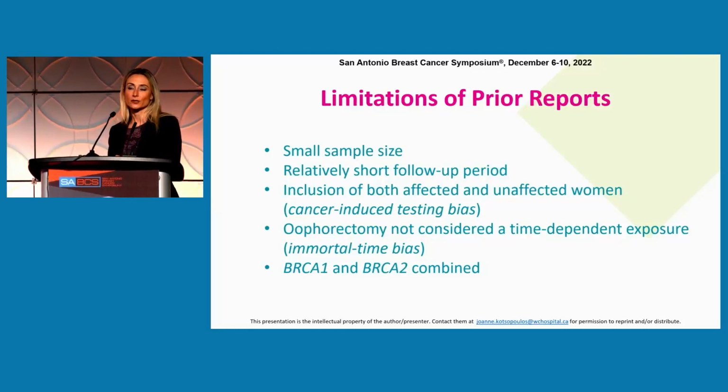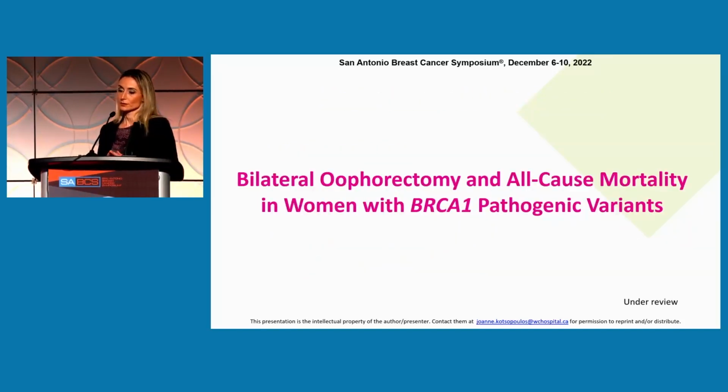And also, we know now that it's important to divide BRCA1 and BRCA2 mutation carriers. They develop different sorts of tumors, and the etiologies appear to be different. So now I'm going to present some very recent findings from our team. This paper is still not published, and we decided to focus on BRCA1 mutation carriers and look at the impact of bilateral oophorectomy on all-cause death.